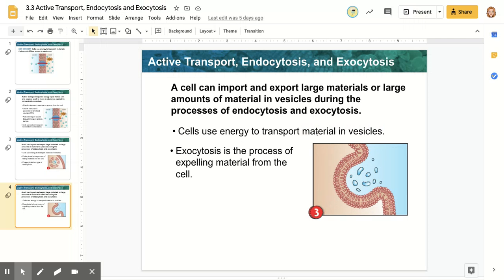So that is just a quick overview of active transport, endocytosis, and exocytosis. Again, each of these processes requires energy.